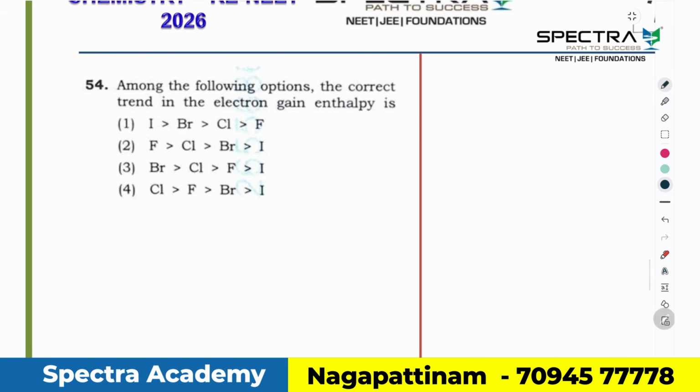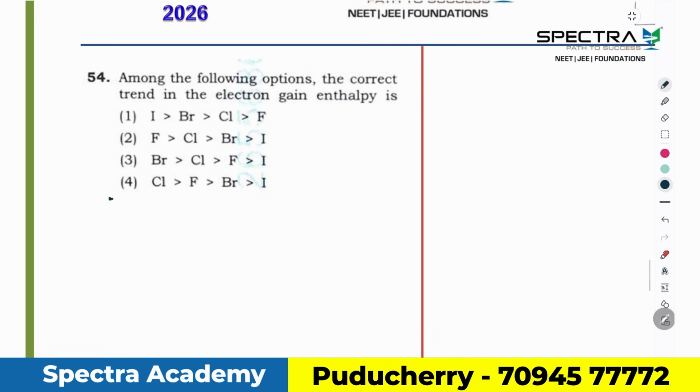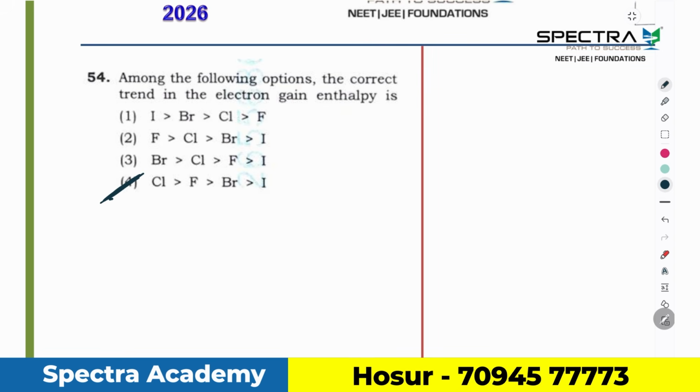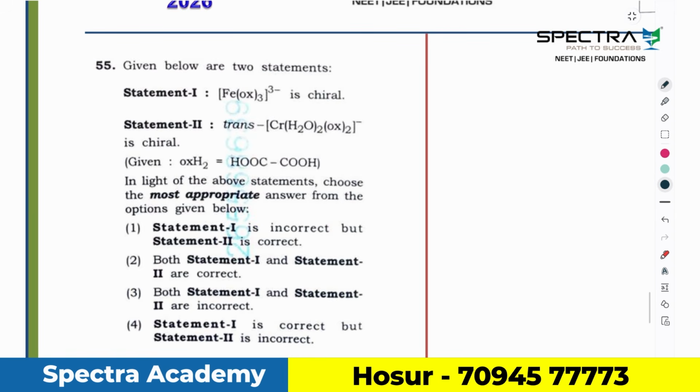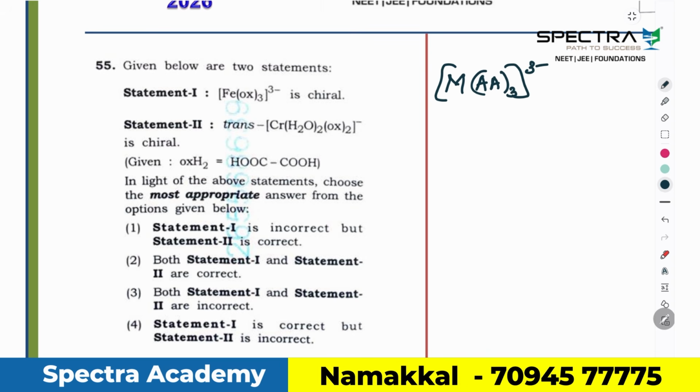Among the following options, the correct trend in electron gain enthalpy. This is a very, very direct question. I think you all are very clear on this concept. The answer is option 4. Coming to the 55th question. The first complex which is given is M(AA)3 with a 3 minus charge, this type.